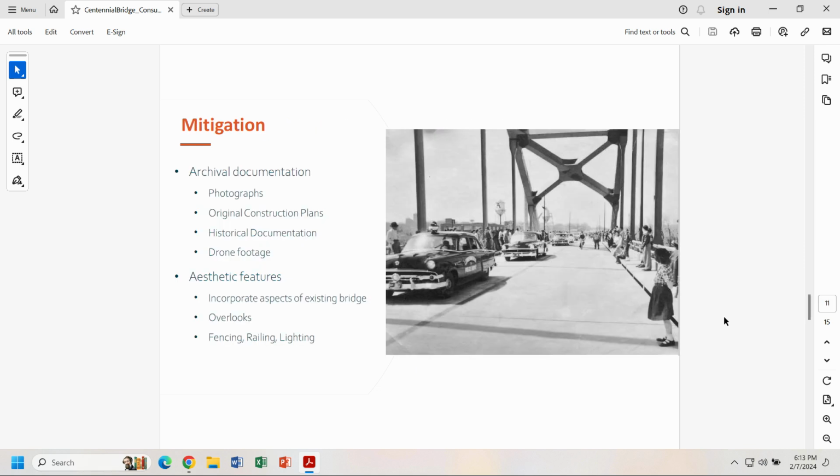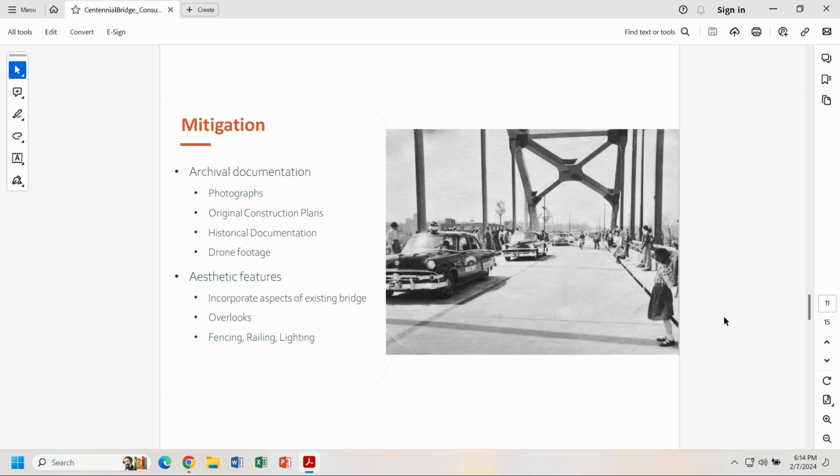Over the past several months, we've been talking again with the Missouri SHPO, the Kansas SHPO. We've also talked with Mary Ann Brown at the Kansas Historical Society. Federal Highways has been involved in the conversations as well to talk about mitigations for impacts to the bridge. And so what you've got on the screen here are the proposed mitigation measures for that adverse effect to the bridge. The first one is archival documentation.